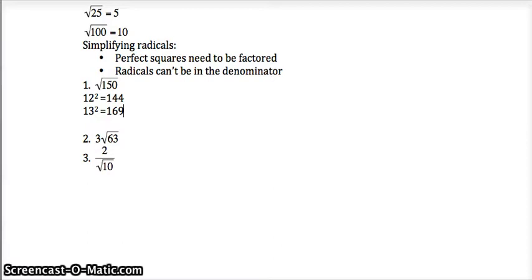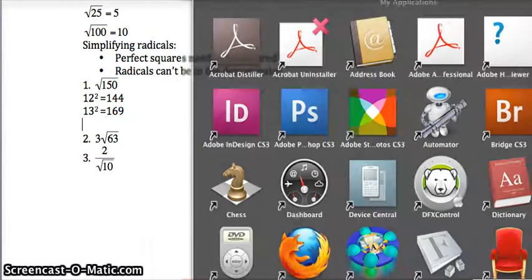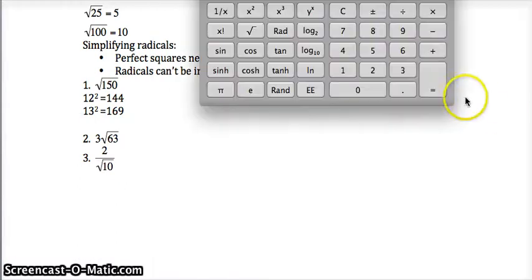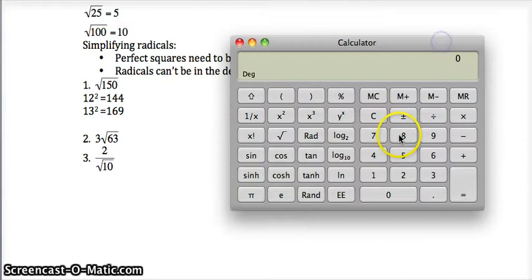So we know that 150 is going to be somewhere between 12 squared and 13 squared. It's going to be somewhere between 12 and 13, because 12 squared is 144 and 13 squared is 169. And if we wanted to use a calculator, we could easily enough open up our calculator and say, okay, what is the square root of 150? We just say 150, and then take the square root of that, and we'd say it's 12.24, and we could just write that down.